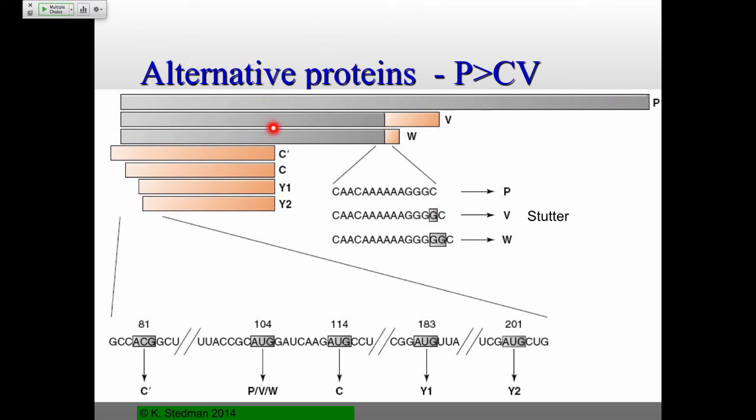There are a couple of different ways that they're made. The main one, the P protein, is the normal open reading frame. No question about it. It's the one we actually have much more of.